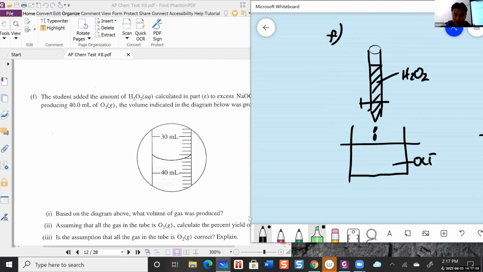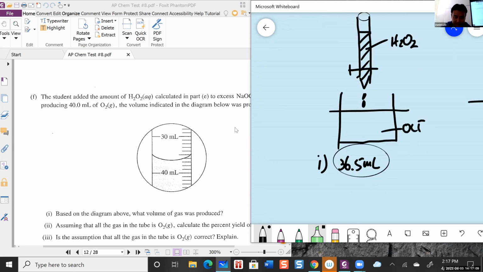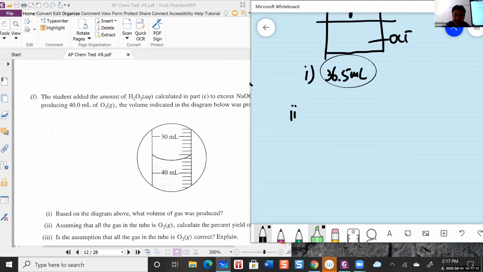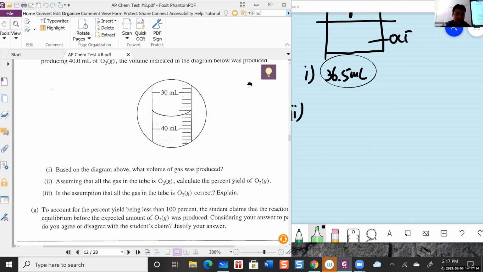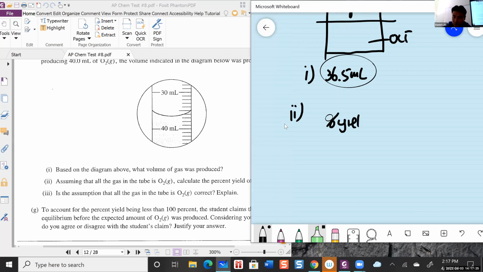And the common sense is to put down 36.5 mL. And you need at least 3 significant figures. And so that's how much oxygen is produced. All right, the question is, assuming all the gas is O2, what is the percent yield? So your percent yield of O2 is how much you actually produce versus how much in theory, the theoretical yield, and convert that into percent.